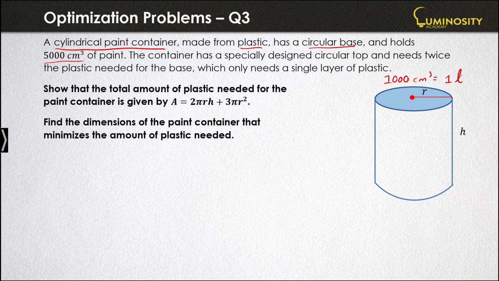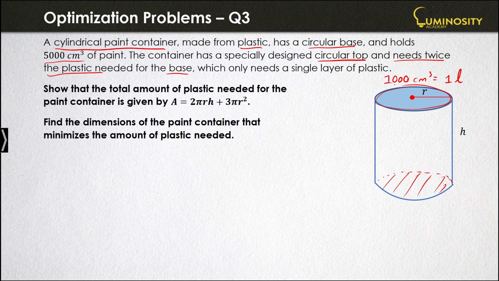The container has a specially designed circular top, and it needs twice the plastic needed for the base. So however much plastic the base needs, the area for the top needs double that amount because it has a very special designed circular top. So it's twice as thick, essentially, as the base. The base only needs a single layer of plastic.